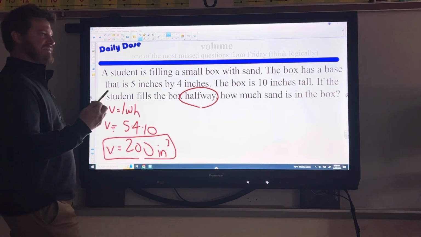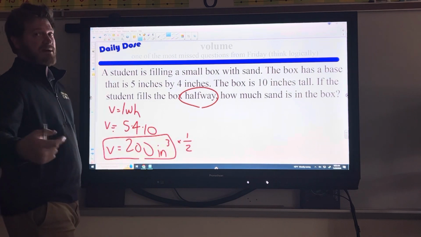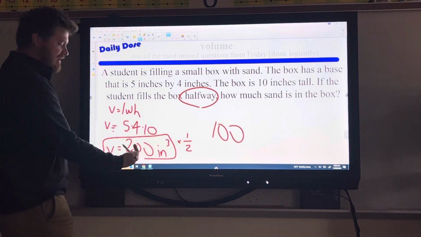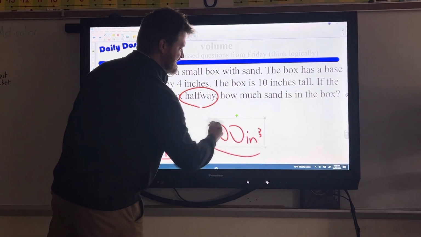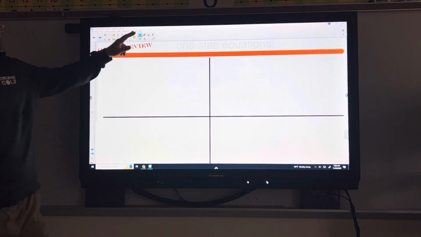Okay, so instead of dividing by 1/2, if you multiply this number by 1/2, or divide it by 2, remember the reciprocal rules, we get 100. 100 is half of 200 cubic inches. That is how much sand is in the box if you filled it up halfway. Give yourself a pat on the back if that makes sense, and then move on to quick review.